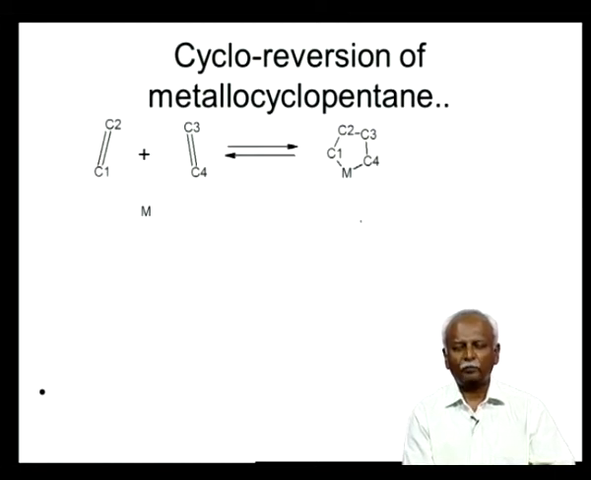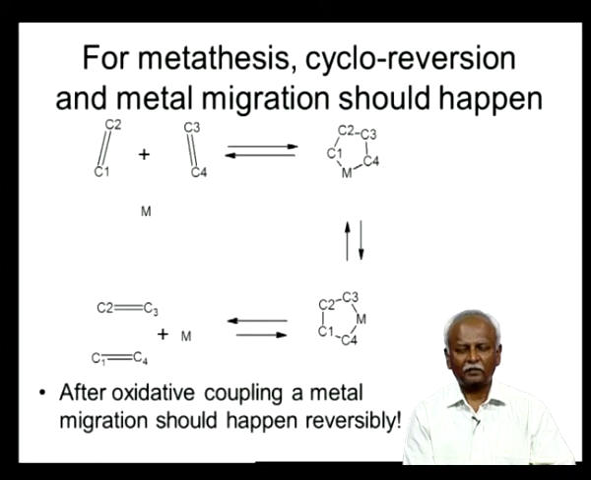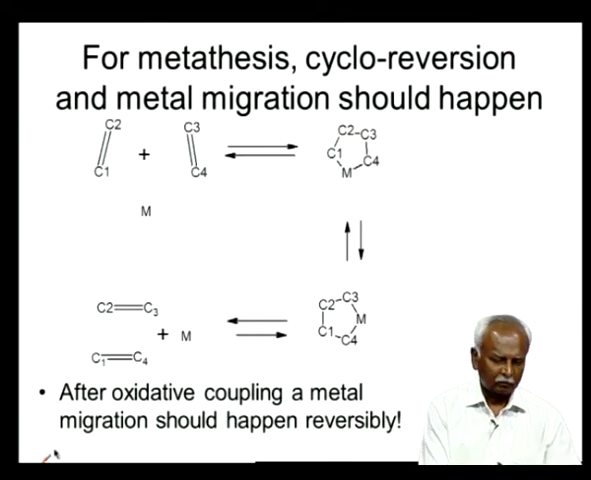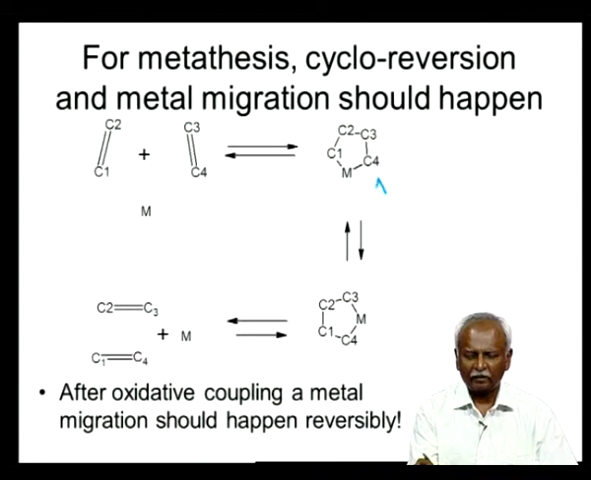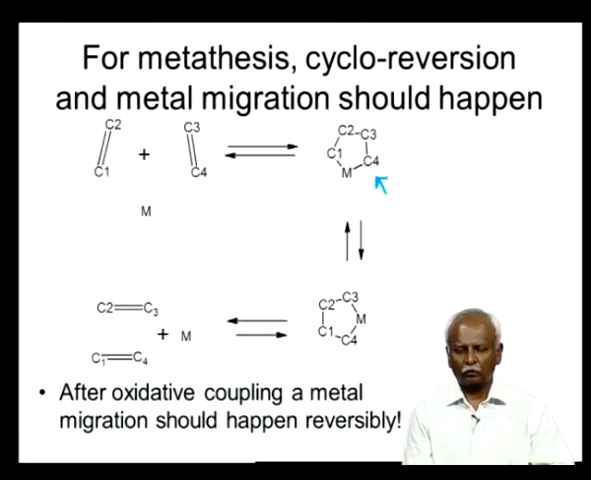So, if metallacyclopentane is formed and it undergoes a reverse reaction, you will end up with the olefins again. Now, in order to carry out metathesis, however, one has to carry out an isomerization of the metallacyclopentane. So, the metallacyclopentane, which is indicated here, has to undergo a migration. Instead of being between C1 and C4, it has to come between C4 and C3 or C1 and C2.